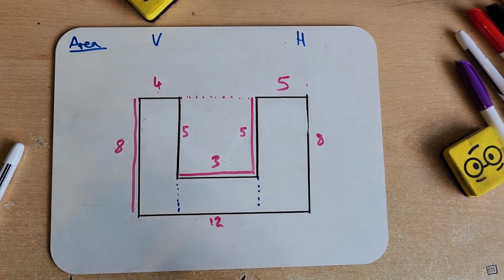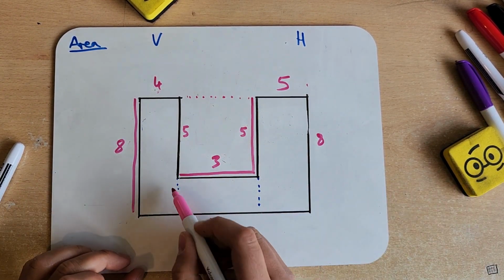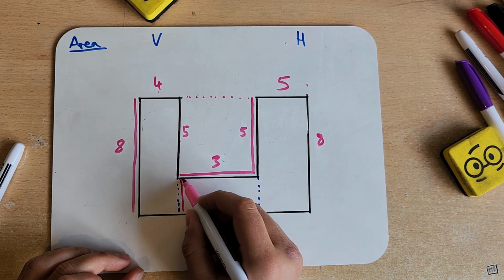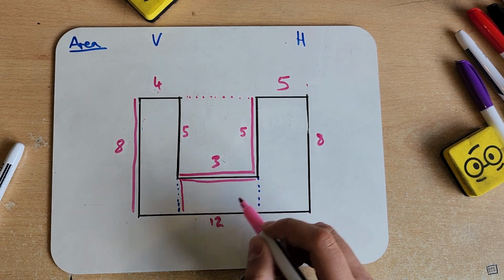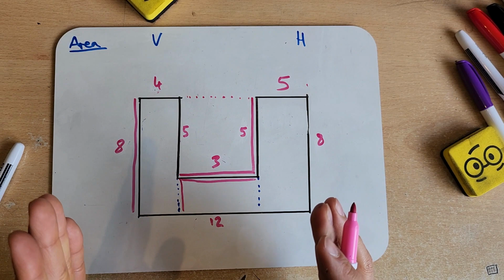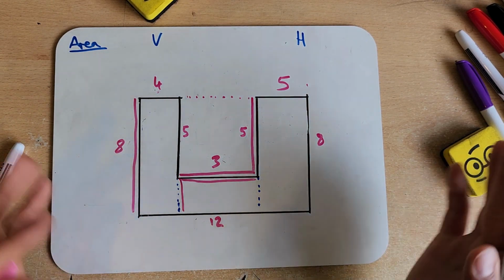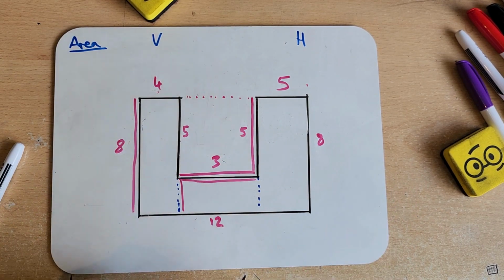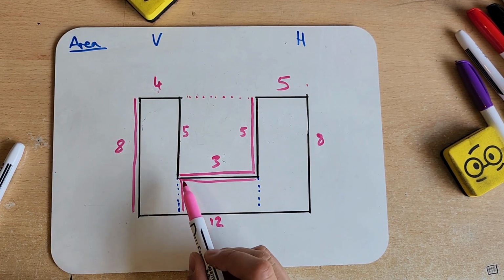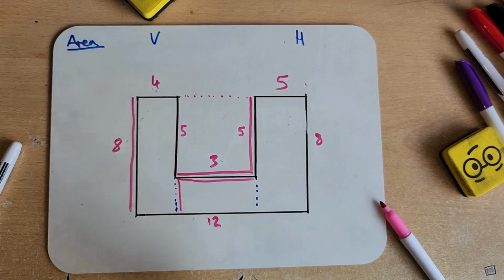But wait, there's one more missing length. What's this length here? Because that's what you're going to need to work out if we want to work out this rectangle. So, quickly pause it, work out this missing length, and then when you come back, we're going to be showing the area of the whole thing, okay? Don't forget to work out this missing length here. Back in 3, 2, 1.